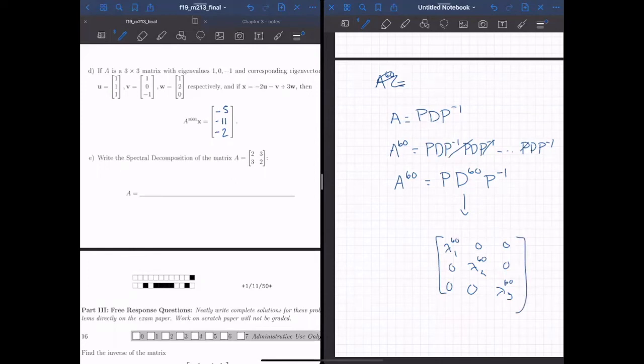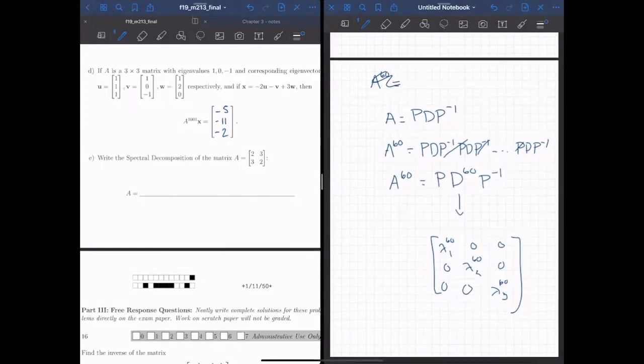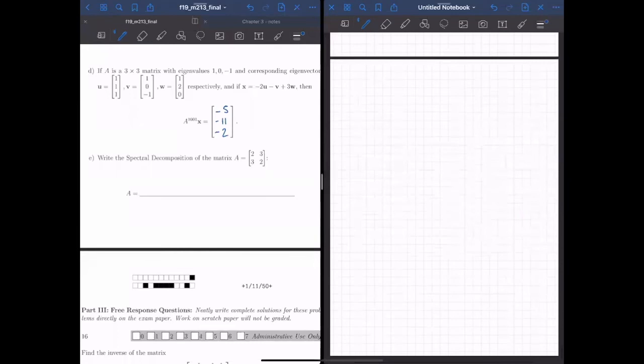Mm-hmm. And then we would, okay, so then the answer of A to the 60 would just be equal to P times D to the power of 60 times P inverse. Yeah, you'd have to multiply the P and the P inverse at the end. Yeah. Awesome. Thank you so much. Yeah, no problem.